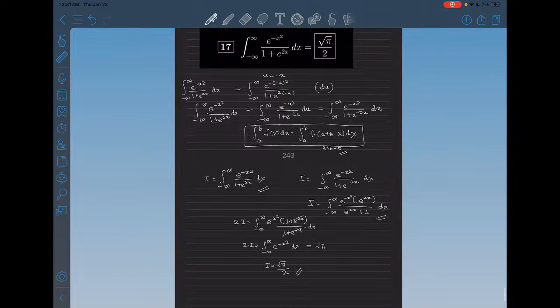This was a beautiful problem, right? We had to notice that we can actually add a different version of this integral to simplify it. This is actually a really popular technique, so people might see it immediately because it's really popular. This was a good one.